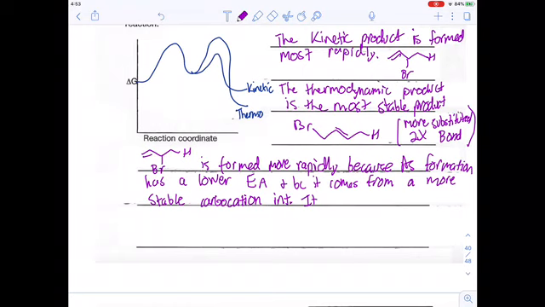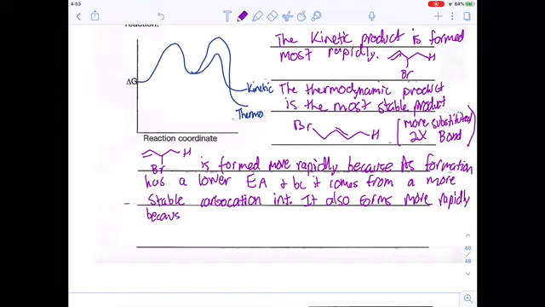It is also faster. Okay, how do I explain this? He wrote it is also speeded, but that's not English. It also forms more rapidly because of the proximity effect.